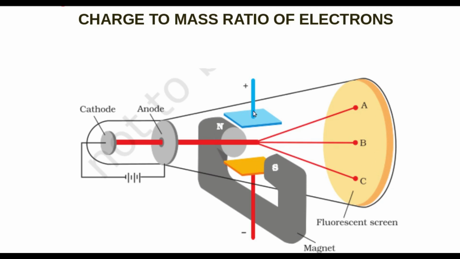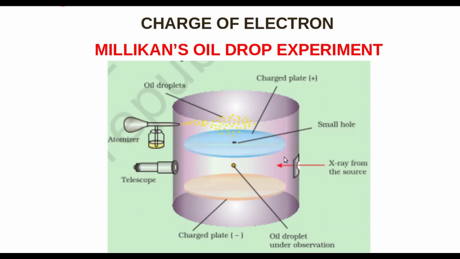When a magnetic field, a north-south pole magnetic field, is placed perpendicular to the direction of propagation of cathode rays, the cathode rays now fall at C, and in the presence of an electric field only, the cathode rays fall at A. Now, J.J. Thomson applied both electric and magnetic fields so that the cathode rays fall at the original position B. From this measurement of the electric and magnetic fields supplied, he found the charge to mass ratio of electrons.